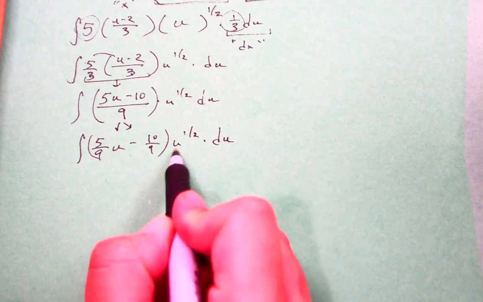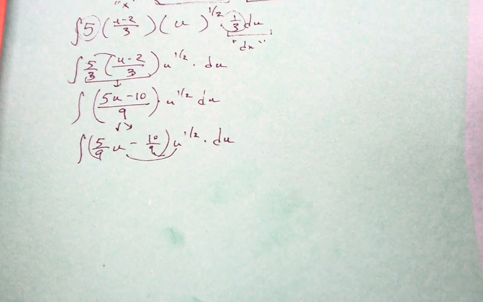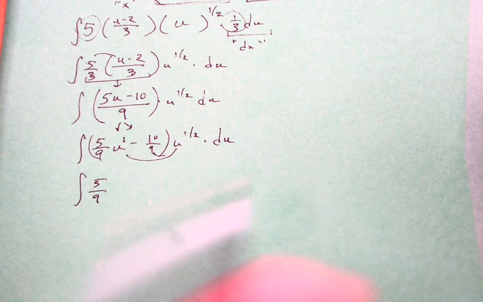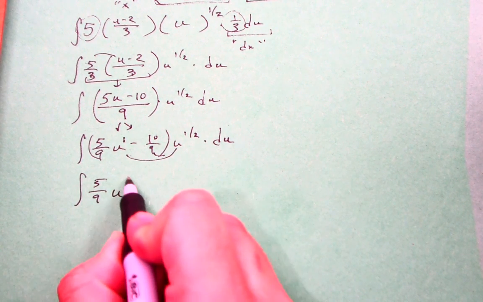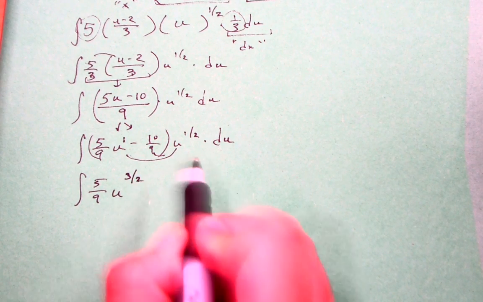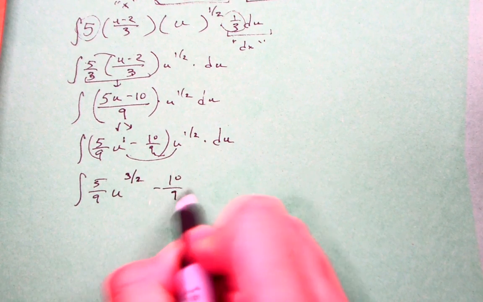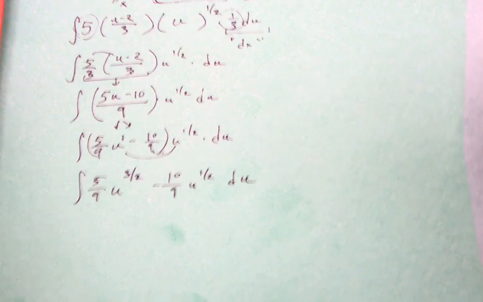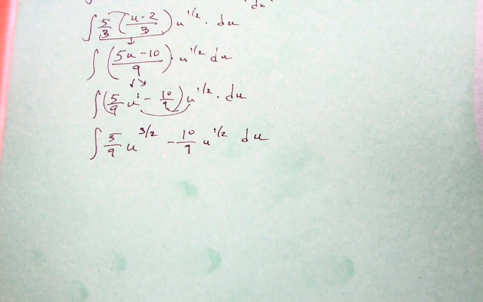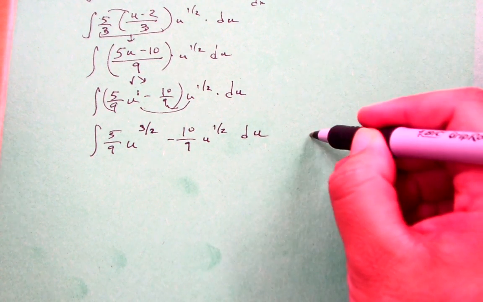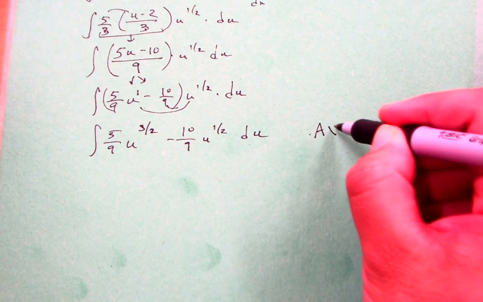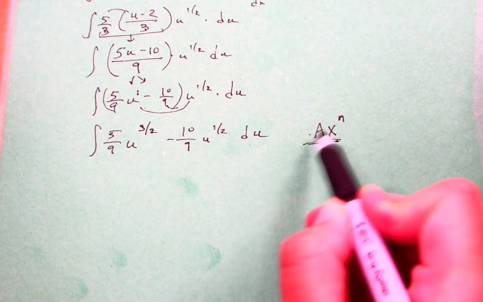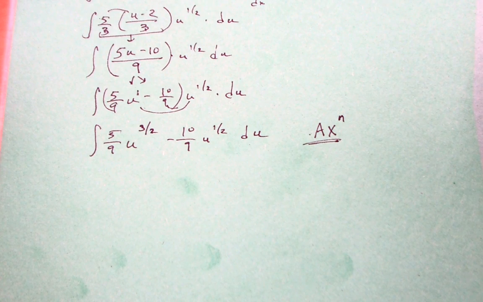Finally, I'm going to distribute this u to the 1/2 to both of my interior terms, giving me, if I watch my exponents carefully, this is a u to the first power, thus u to the, when you add the exponents, 3/2 power, minus 10/9 u to the 1/2 power du. So now you notice you have things essentially ready for calculus, by which I mean they're in this form: coefficient, variable to an exponent. So when you have this form, you're ready to use the power rule, whether for derivatives or integrals, frankly.